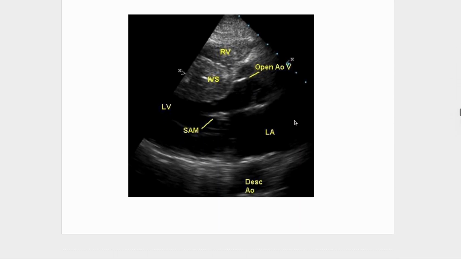So this is what that looks like. This is plaques. Look how thick this wall is. And you can see this is normally not this small, right? This LVOT, blood is going from here through the valve to the LV through the aorta. But this space is tiny. So that's one of the issues that's happening.